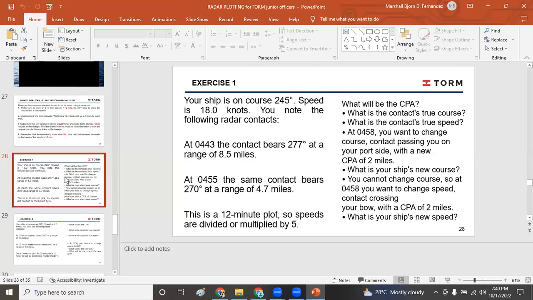Questions are: what is the CPA? What will the CPA be through course, through speed? At 0458, your point of MX time, CPA is 2 miles. What will be your new ship's course? And at 0458, you cannot change course, so you want to change speed instead of altering course. Contact crossing your bow, CPA 2 miles. What is your ship's new speed? Kindly screenshot and then print it out and do it in your radar transfer plotting sheet. Understood?